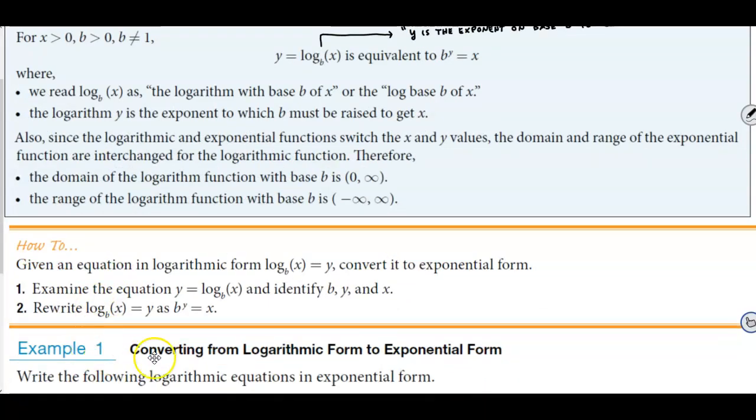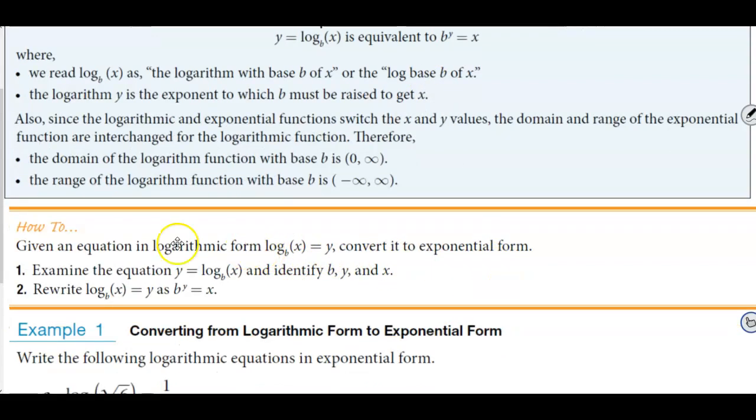So for example 1, we want to be able to convert from logarithmic form to exponential form. So how do we go about this? If we're given an equation in logarithmic form of log base b of x, which is equal to y, we're going to convert it to exponential form. So step 1, we're going to examine the equation y, which is equal to the log of base b of x, and identify b, y, and x. And then in step 2 we're going to rewrite it in exponential form. It's going to go from b to the y power, which is equal to x.